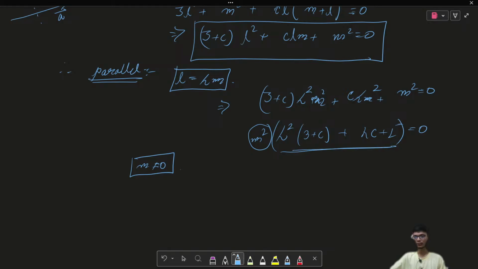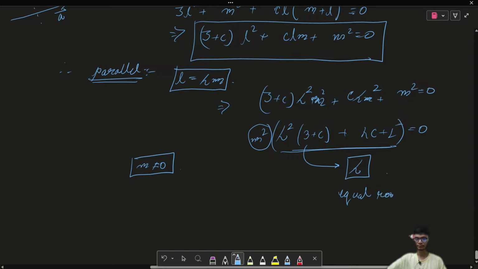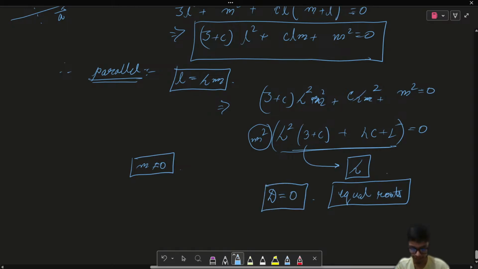Therefore, this particular part should be equal to 0. So if this particular part is equal to 0, and since these lines are parallel, I will obtain only one value of lambda, and that will only be possible when I have equal roots, right? The condition for equal roots is that we make the discriminant of this quadratic equation 0. So if I do that, that will again become a quadratic in C, which will be something like this. And this I can solve easily, and this will give me the result of C.